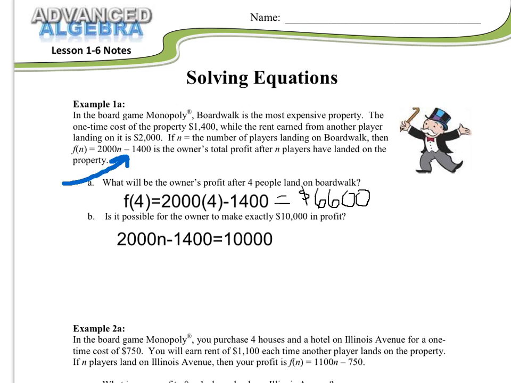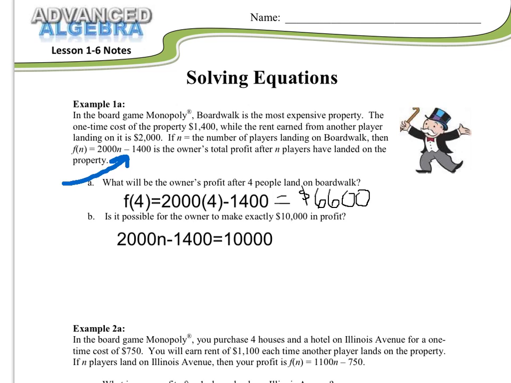Okay, so I typed that and set it equal to 10,000. So I have 2,000 times n minus 1,400 equals 10,000. That's how much profit that owner wants to make, and they want to know if that owner can make exactly that. So in other words, that n value, the number of players, has to be a whole number. It cannot be a decimal, because you can't have part of a person.